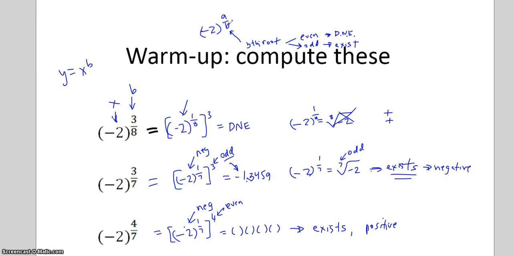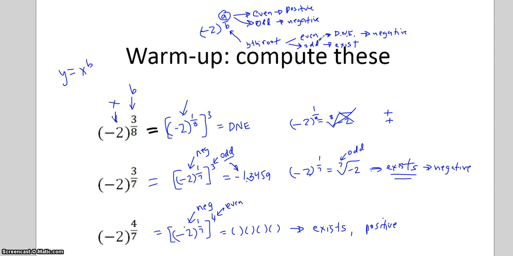So after we know whether it exists or not, then we can come to this coefficient to decide whether it's going to be a positive number or a negative number. If the bth root of negative 2 exists, we know it's going to be negative. And then we look to this number of the fraction, the numerator, to decide whether the overall result will be positive or negative. And here's where we saw if it's even, it's positive, because we're going to multiply a negative number by itself an even number of times. And if this was odd, we would get a negative outcome.